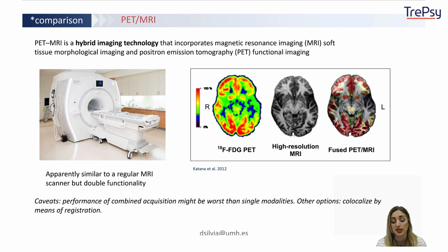The caveat is that the performance of the machine, the resulting quality of the image of the machine doing both kinds of analysis, can be worse than single modalities. So it's not always the best choice to use a PET MRI scanner, but sometimes it can be interesting to acquire the two modalities in two different moments, exploiting the best performance of the hardware, and then co-localize the two images by means of registration.